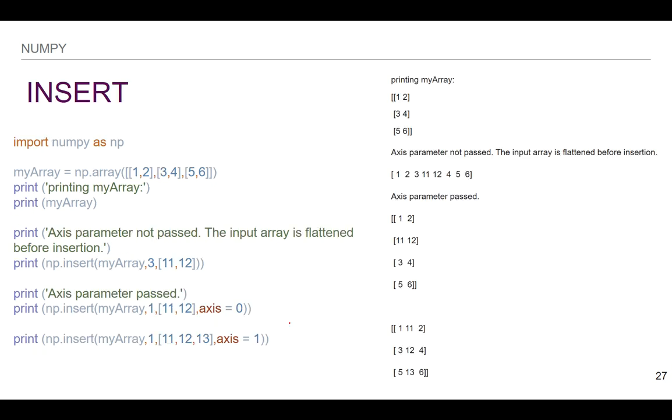Insert: we want to insert values at a particular location in the array. So in this example, if you don't specify the axis, it's going to be flattened. Here you only specify the position. So the third position would be after the 3. But if you specify the axis, then you would get it where you want it to be. So axis 0 would be a row, and axis 1 would be a column.